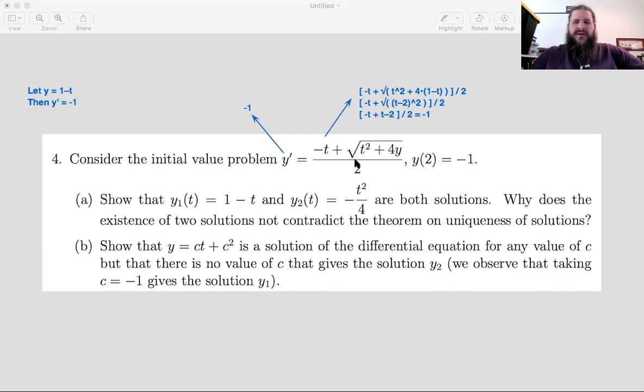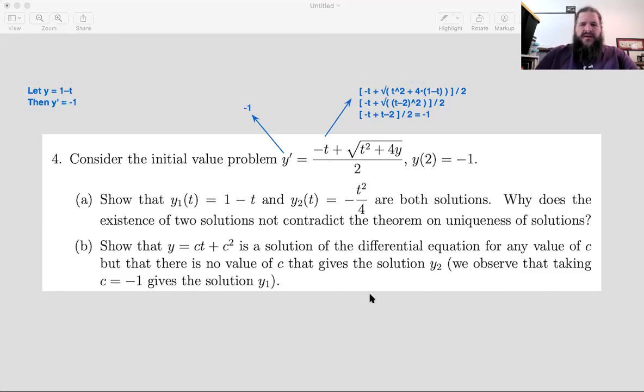Any questions on that so far? So we can verify that both of these really are solutions. And I'm skipping actually plugging it in and running the algebra for now, because I think that's going to run pretty much the same way.